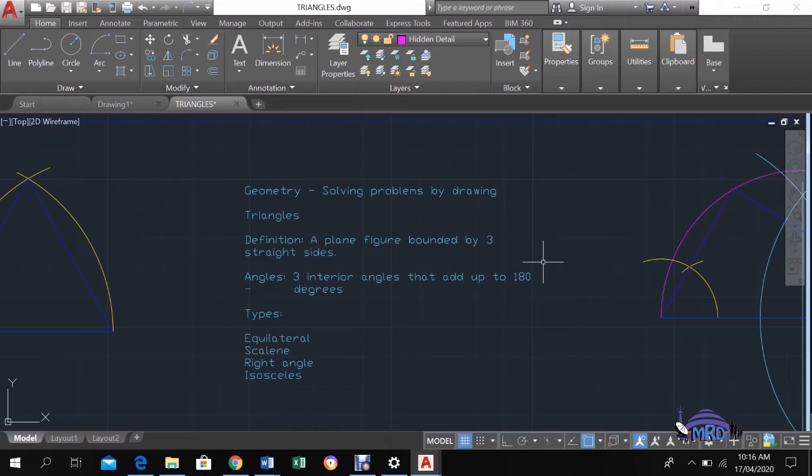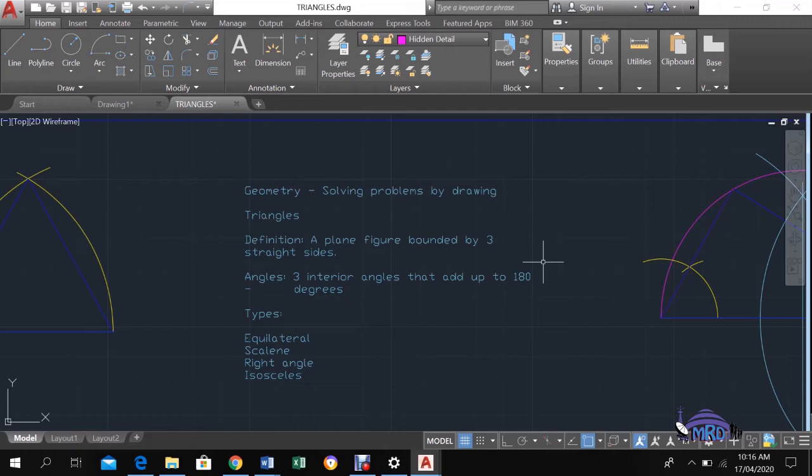So you're given a body of information, and the solution that you will represent based on that information will be a drawing, and that drawing will reflect the information that you were given, the written information that you were given. Now, today we are focused on triangles, and a triangle is defined as a plane figure bounded by three straight sides. What that means is that it's a closed figure and it's bounded by three sides.